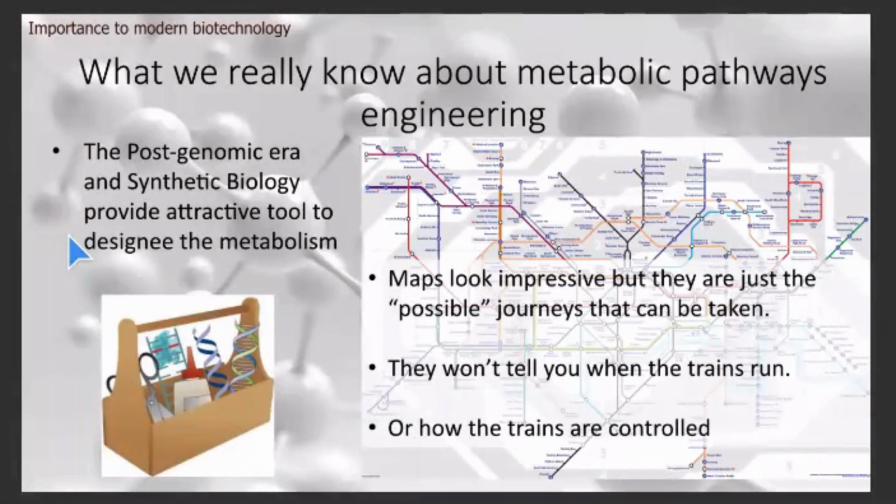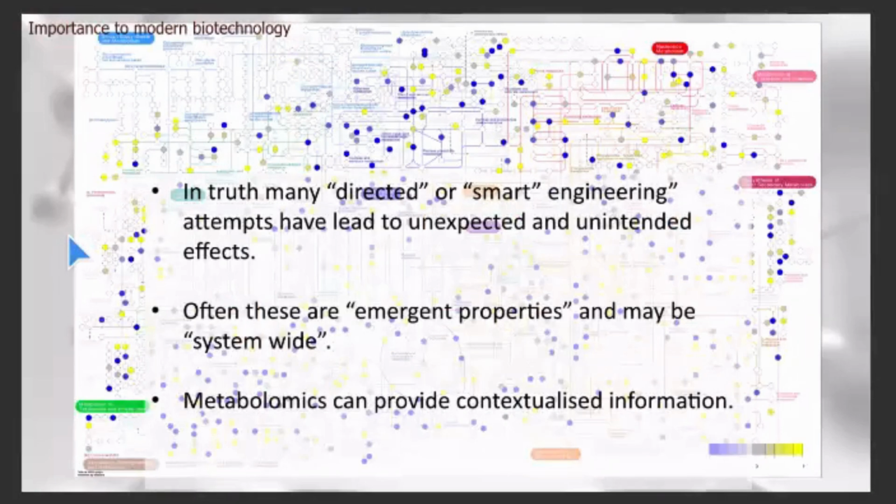However, we do have to be extremely careful about this, as I've already illustrated, that actually fundamentally what we know about the metabolism is nowhere near as detailed as the forensic dissections with genetics that we can now do. The truth is that many approaches to do direct or smart biochemical engineering have mostly led to unexpected or unintended results. And this is not surprising.